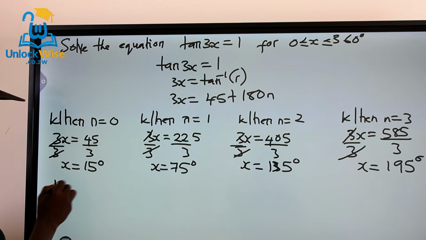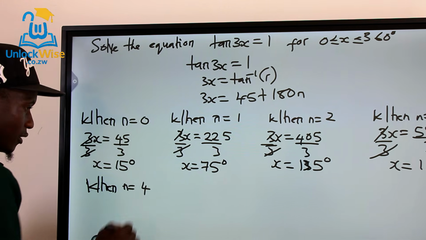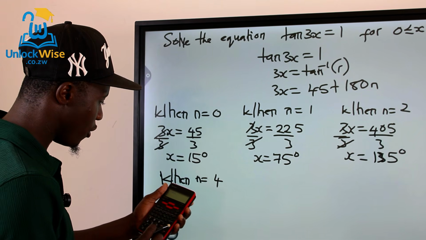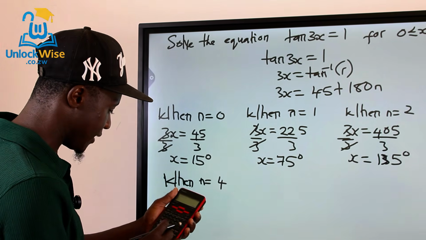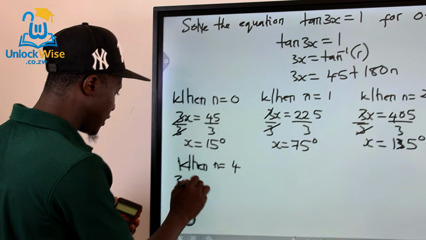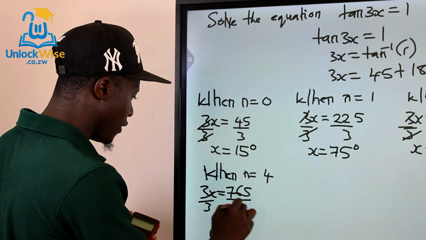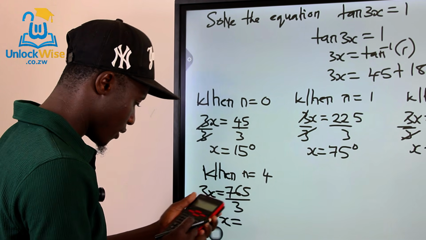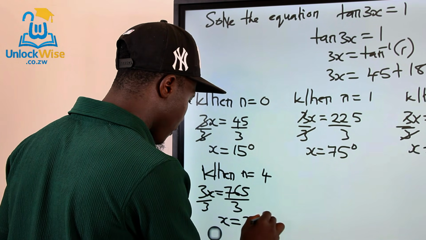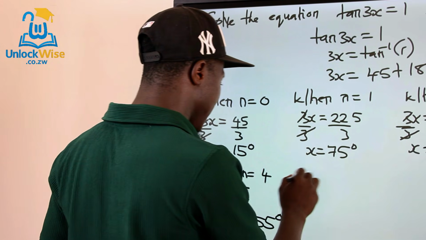So we're going to say, what if n is equal to 4? When n is equal to 4, we are going to say 180 times 4. Then we get 720 plus 45. Then we get 765. So 3x is equal to 765, divided by 3, we get 255. As long as we're still in the range, we keep on finding the values.